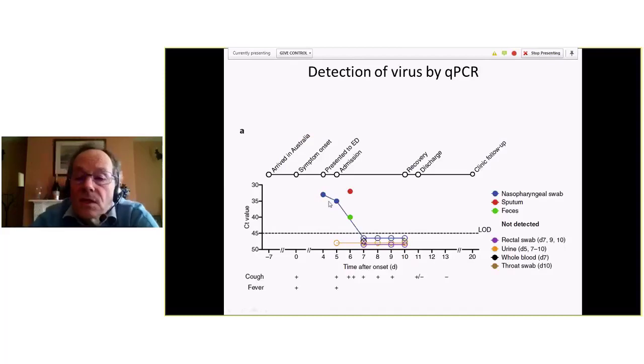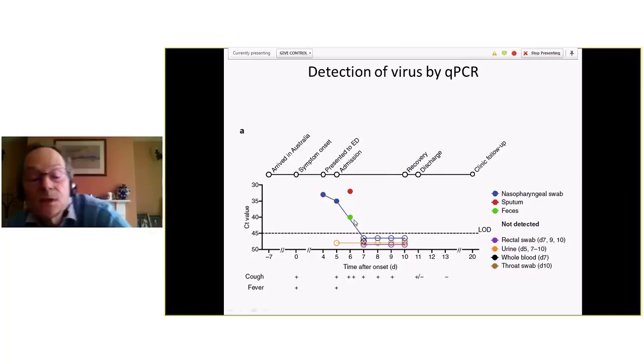The first thing to notice is the detection of the virus from nasopharyngeal swabs, sputum, and also in the feces, which again possibly suggests that virus is being carried up on the mucociliary escalator, as you would expect, and is then being swallowed and inactivated, but there's still enough of the viral DNA present in the feces to be able to detect some. Notice that the assay is extremely sensitive. They've got a CT value of 45 as their limit of detection on this, which is very sensitive indeed.